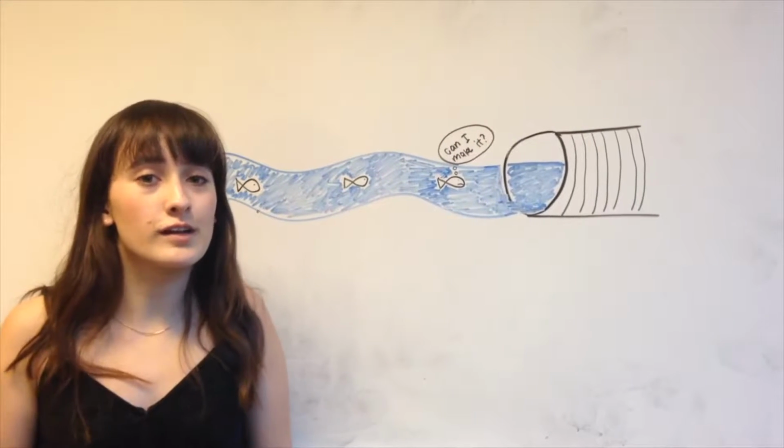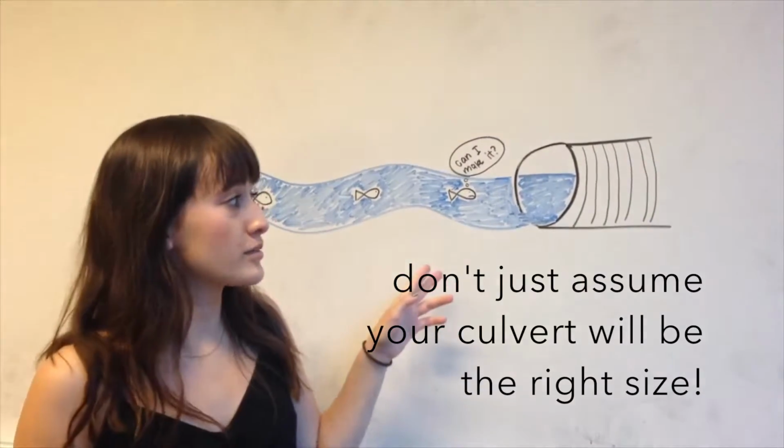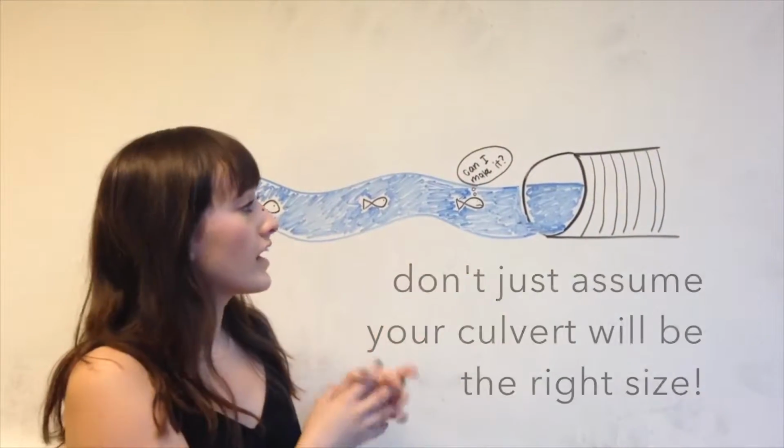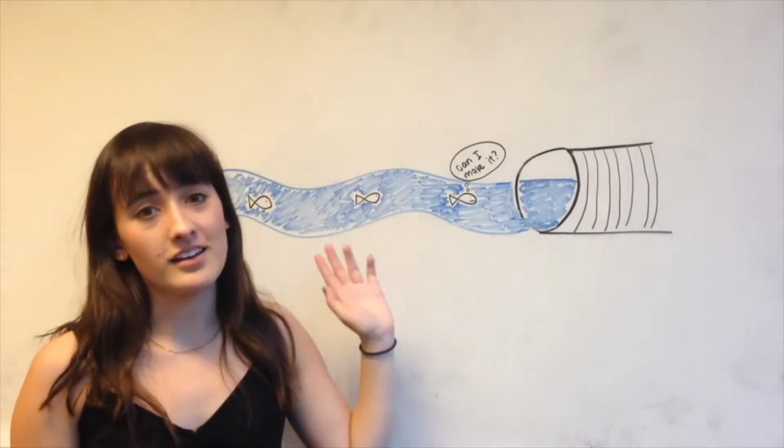Once you size your culvert, it would be a smart idea to go out into the field to make sure that your culvert would actually be a great size for the area. And you want to make sure that it's able to pass any of the wildlife, such as fish, that need to pass through the culvert.